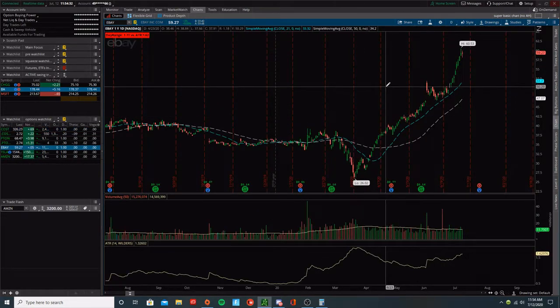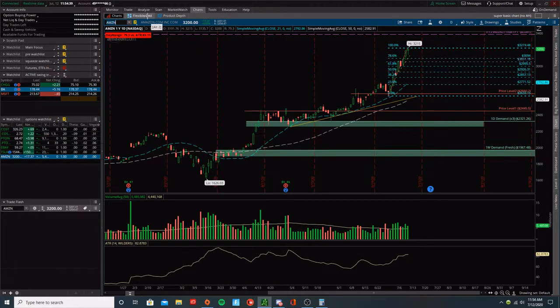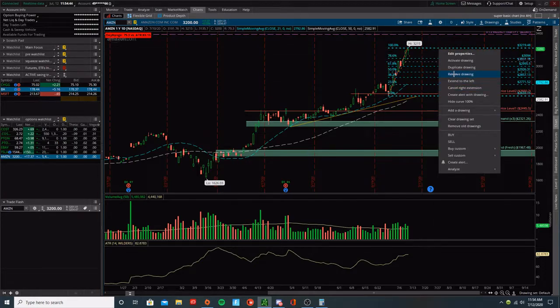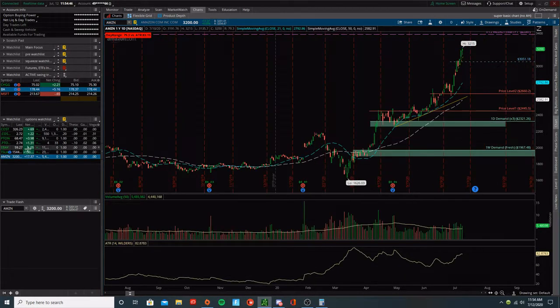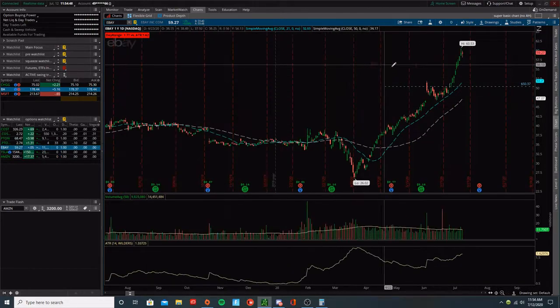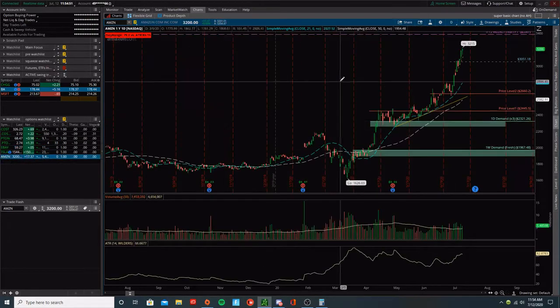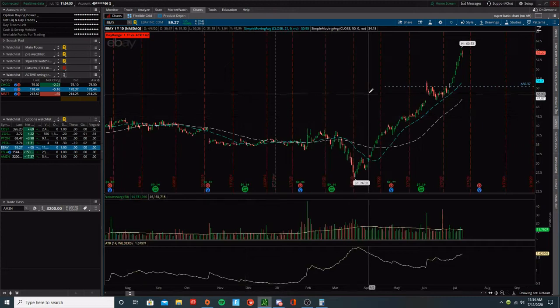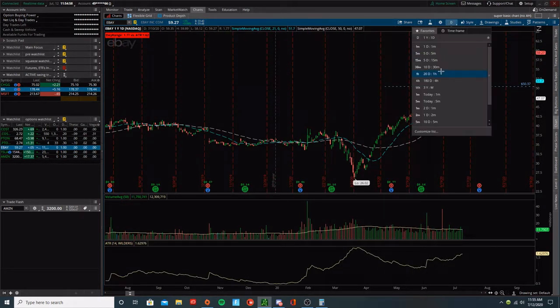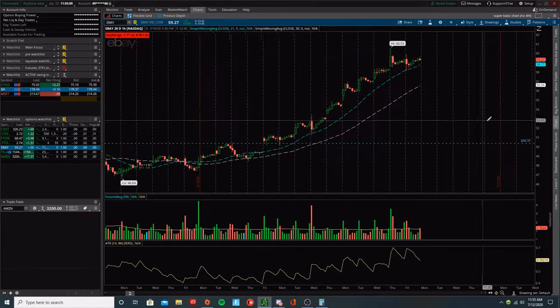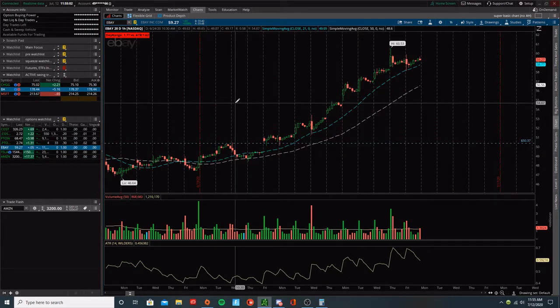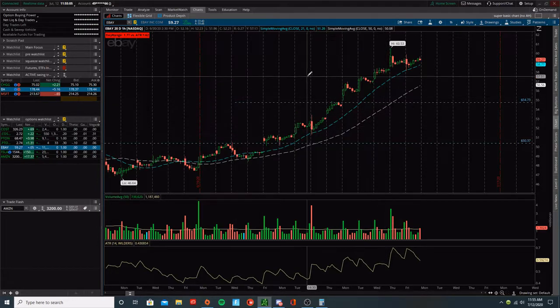eBay has been crazy. After it broke out of this 50 level, it's been going up, and actually eBay looks a lot like Amazon's chart in my opinion. Let me remove these. Yeah, eBay's chart almost looks a bit similar to Amazon's, which is kind of funny. And eBay's only $60 right now. I'm gonna look for a possible pullback. I mean, this thing's been getting bought up after every pullback, so there's not really any support levels. You could say maybe right there.